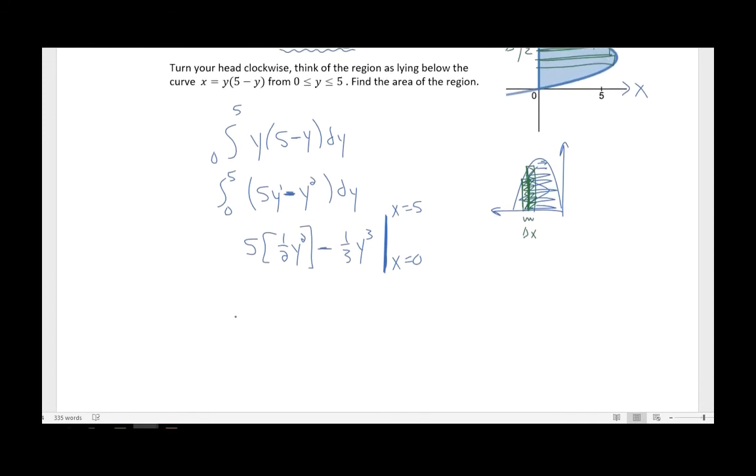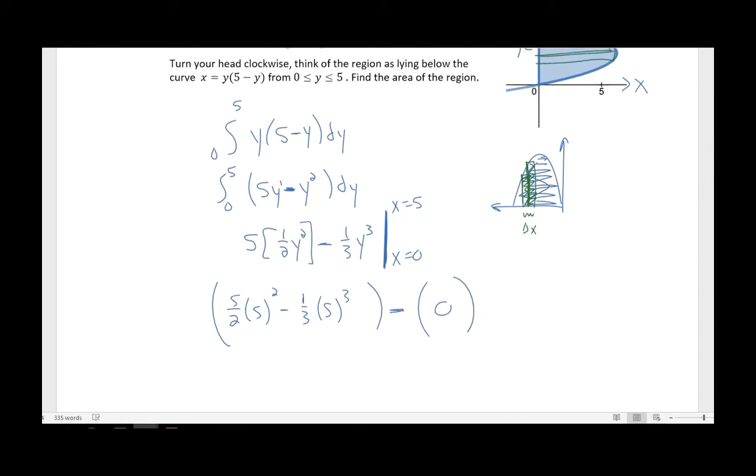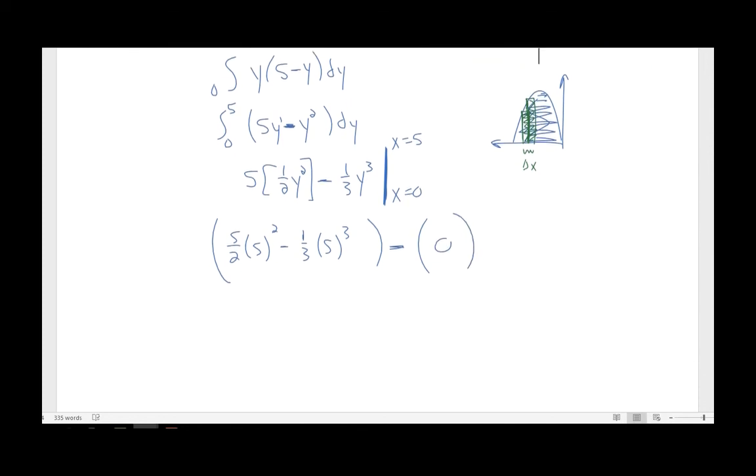So I'm going to plug in the 5. So I really have 5 halves times 5 squared minus 1/3 times 5 cubed. There's plugging in the upper limit. And then I'm going to plug in the lower limit, right? Obviously 0 squared is going to be 0. 0 cubed is going to be 0. So all of that is just 0.